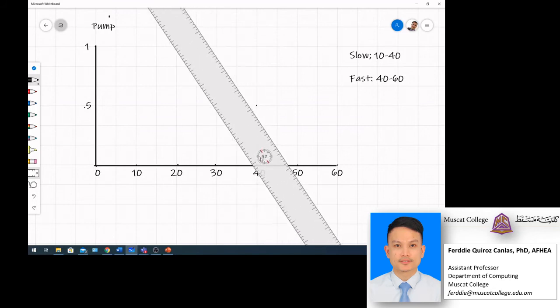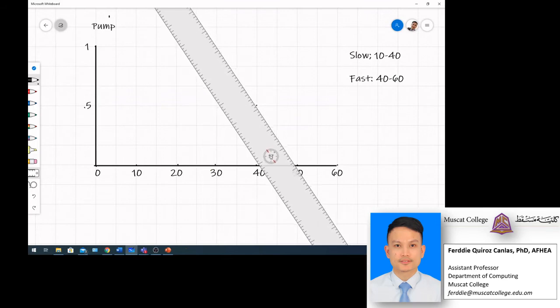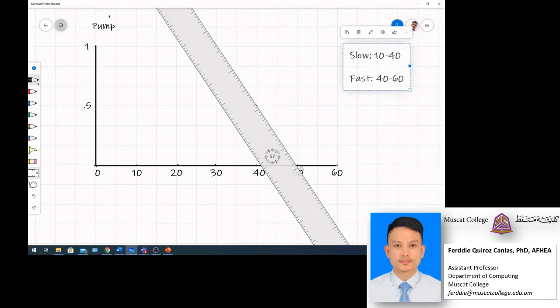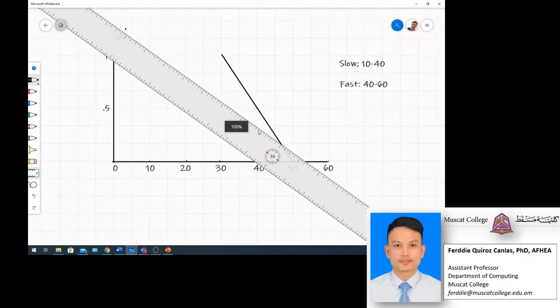It should be a perfect triangle, okay? If you are confused where to put it, it should be a perfect triangle, okay? Control Z. You have to make note, my friends, the area of overlapping should be a perfect triangle, okay? Now let me just move it.